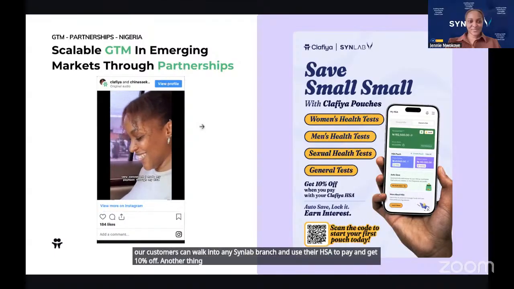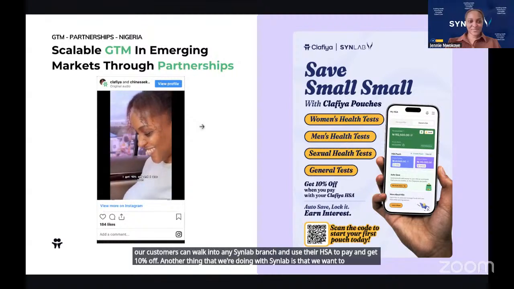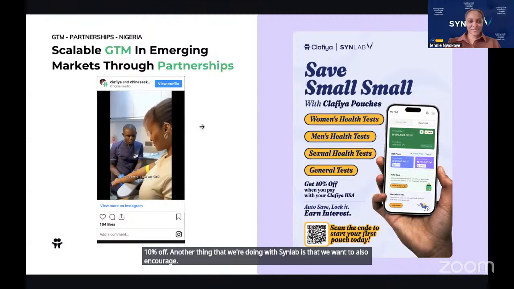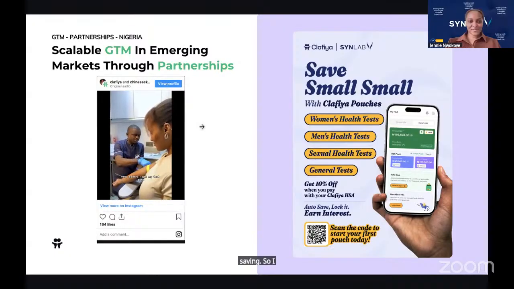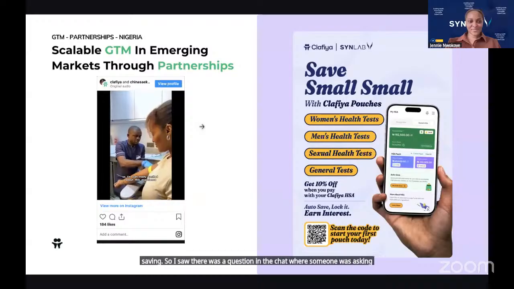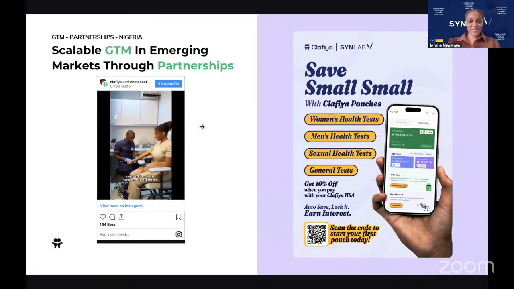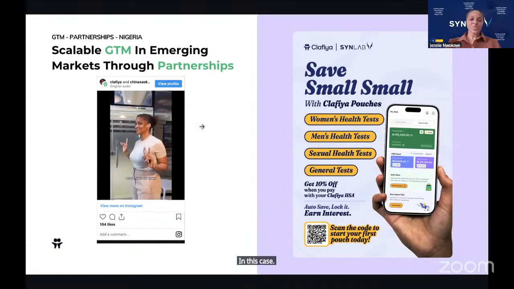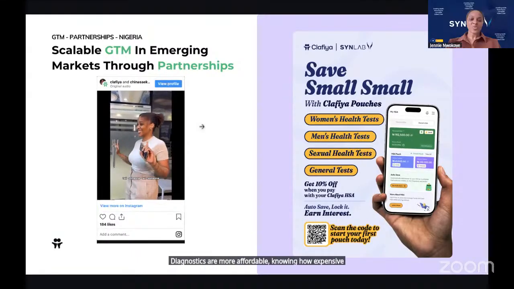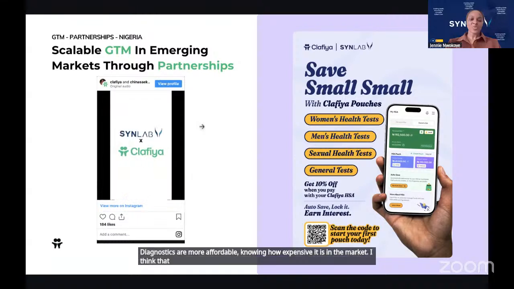Another thing that we're doing with SynLab is that we want to also encourage saving. So I saw there was a question in the chat where someone was asking, how can we make healthcare affordable? Or I would say in this case, diagnostics more affordable, knowing how expensive it is in the market. I think that was just the gist of the question, right?